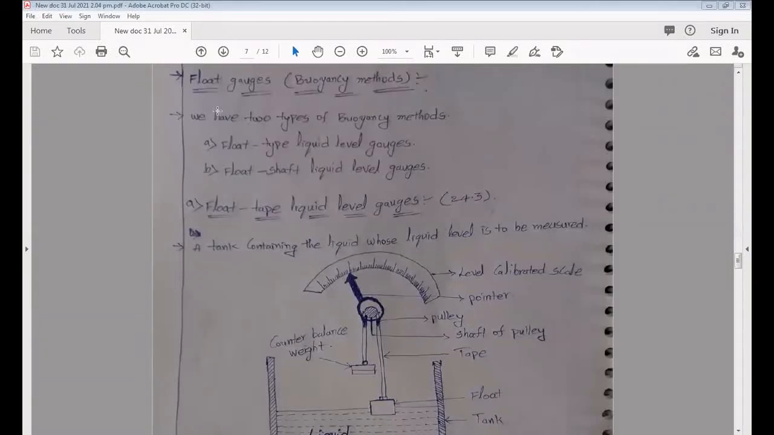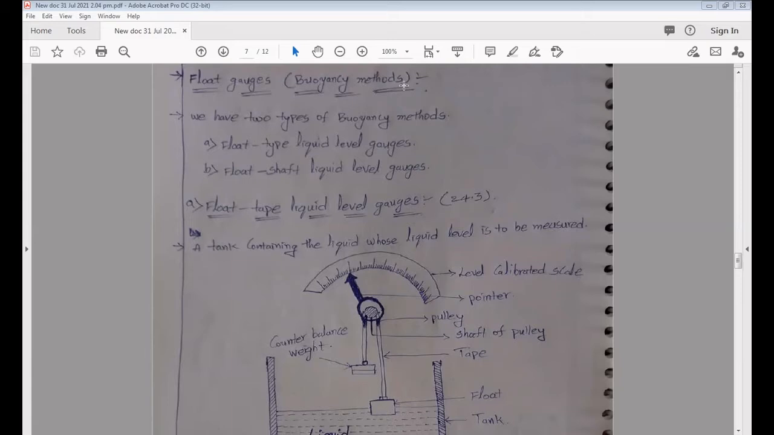Our next topic is buoyancy methods. In basics of sensor technology, buoyancy method is one of the topics in the third unit. But in the textbook, flat gauges are given. So both the flat gauges and buoyancy methods: the topic name is different, but the topic is the same. You have to remember that in the external exam they may give flat gauges or otherwise buoyancy methods.